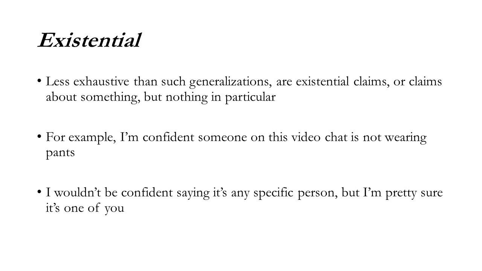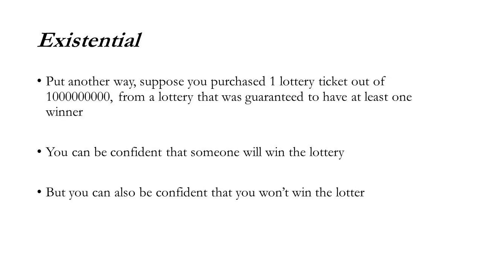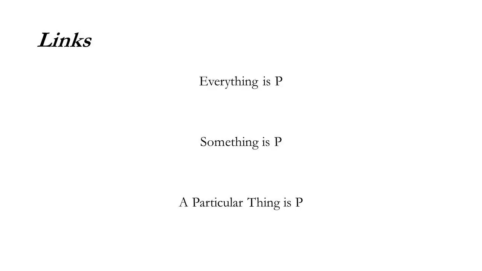Now, we don't always want that general information. Less exhaustive than such are existential claims, or claims about something, but nothing in particular. For example, I'm confident someone listening at home is not wearing pants. I wouldn't be confident to say it's any specific person, but I'm pretty sure it's one of you. Put another way, think about this in the sense of if you purchased one lottery ticket out of that many from a lottery that was guaranteed to have at least one winner, you could be confident that someone would win this lottery, but you can also be confident that you won't, right? So not great odds.